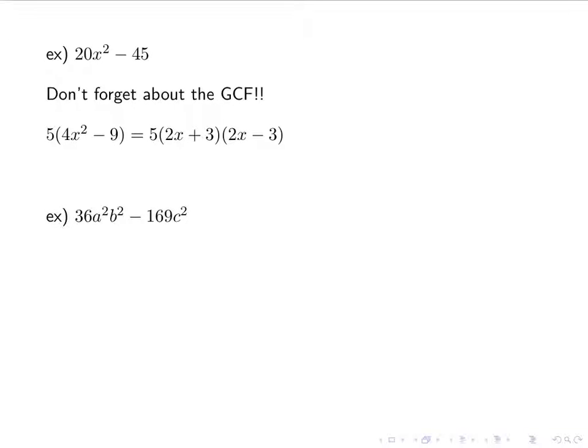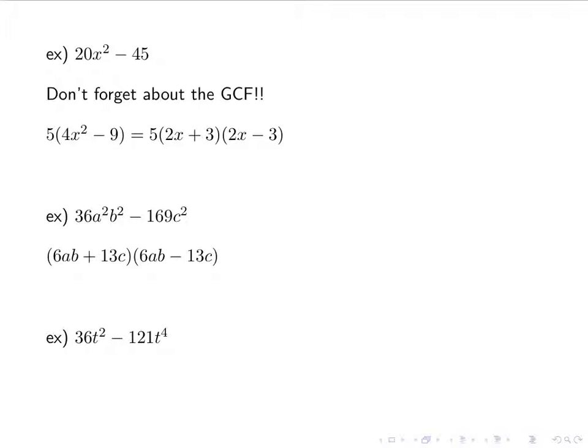36a squared b squared minus 169c squared. All of my variables are squared. 36 is a square, 169 is a square. So I can square root them. The square root of 36a squared b squared is 6ab, and the square root of 169c squared is 13c. So I get 6ab plus 13c times 6ab minus 13c.